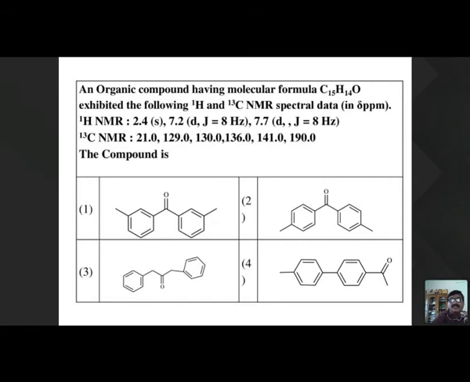So which is symmetric? This is symmetric. Both the rings are symmetric, so you will get only one set of signals, 7.2 and 7.7, with the same coupling constant here, here and here. And you have got only one value for alkyl protons, that is for this toluene proton, a methyl proton attached to this aromatic ring. So this is the best choice. Okay, I hope you understand. Very easily you can eliminate without putting too much effort. If you solve this kind of problem, you can easily approach this NET examination.